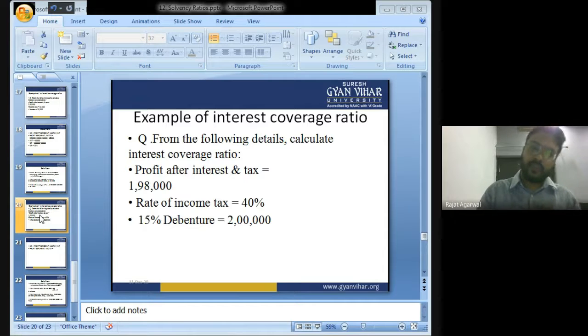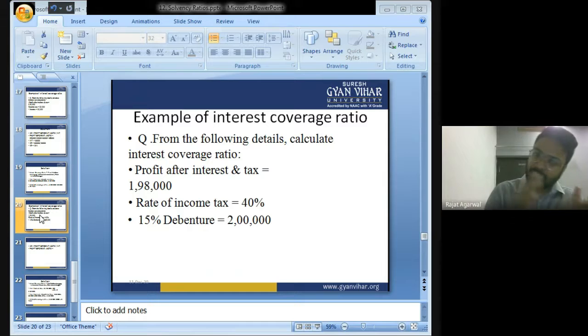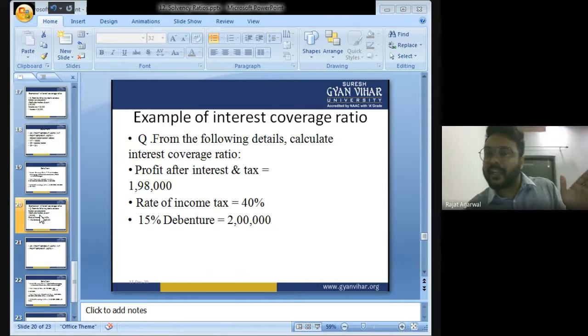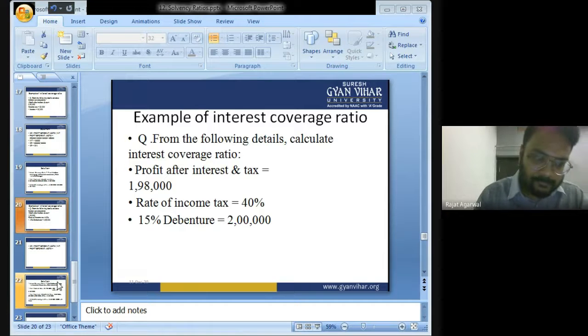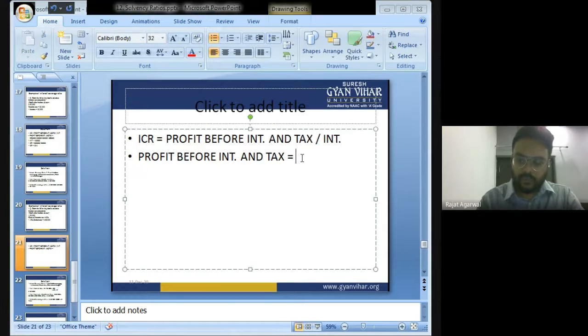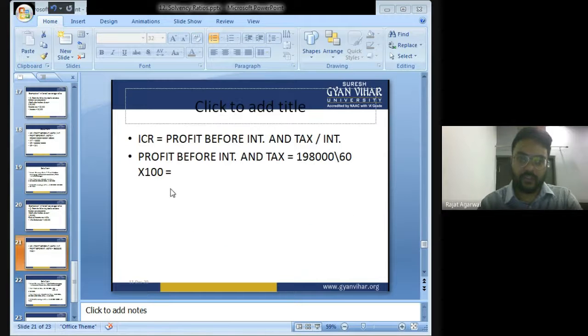Now how much of the profit will remain with us? 60. It means from this 100, 40% is income tax and 60% is remaining profit. So this 1,98,000 is the remaining profit after deducting income tax. It means this 1,98,000 will be equal to 60%. So 1,98,000 divided by 60 into 100, that is 3,30,000.